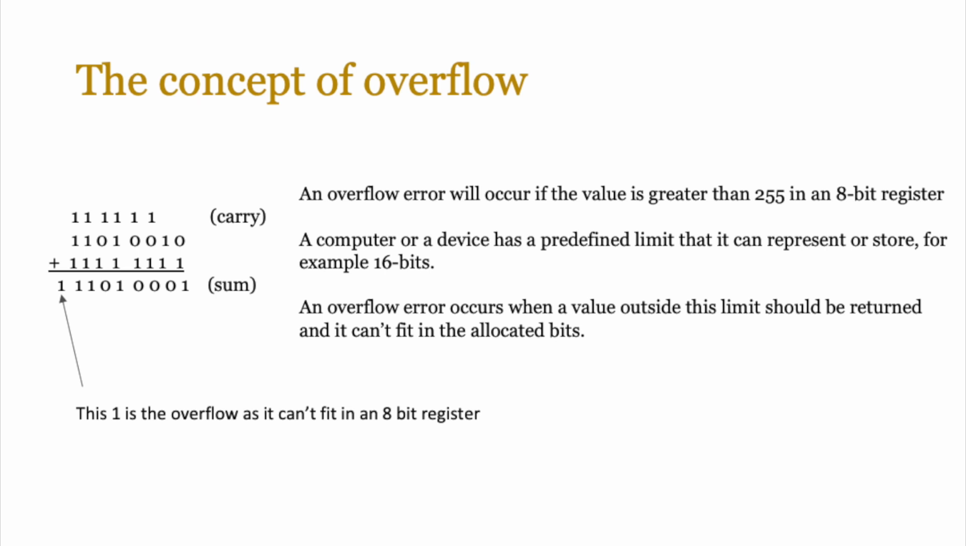All computers have a predefined limit that they can store. So that's why we get 16-bit computers, 32-bit computers, 64-bit computers, and so on. So an overflow error occurs when a value outside this limit, which is a fixed limit, is returned and it can't fit into the allocated bits, because in the end, computers have physical parts and you can't magically create a physical part if you need it. So the concept of overflow is really important. It can lead to errors, but it can also be very useful when we're doing subtraction, as we'll see later on.